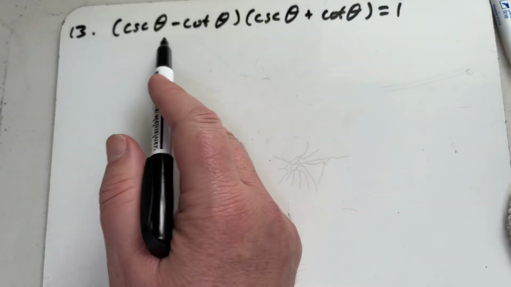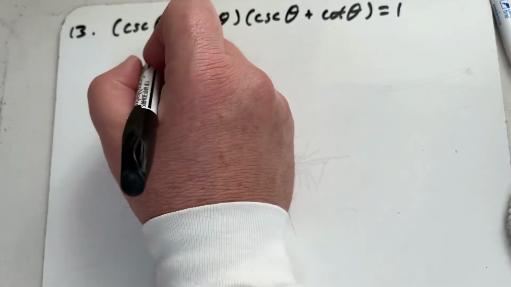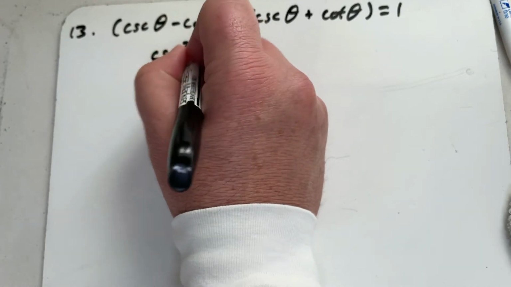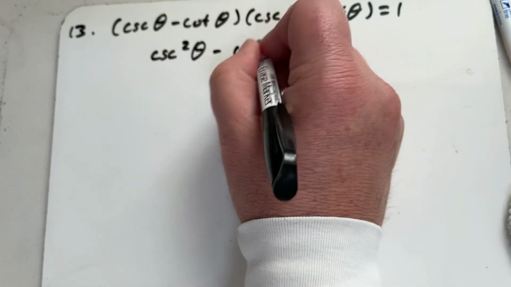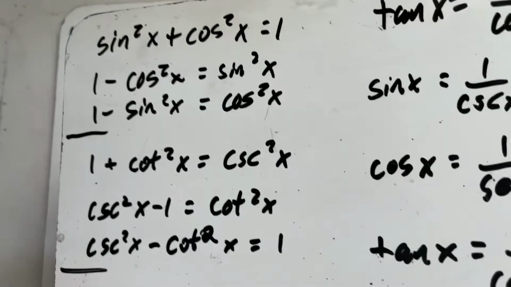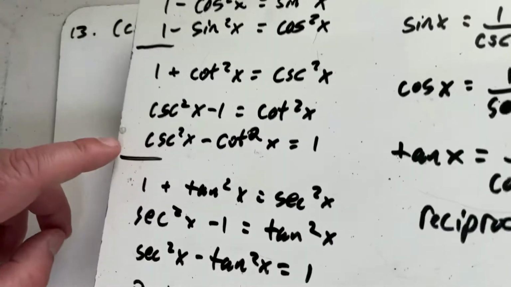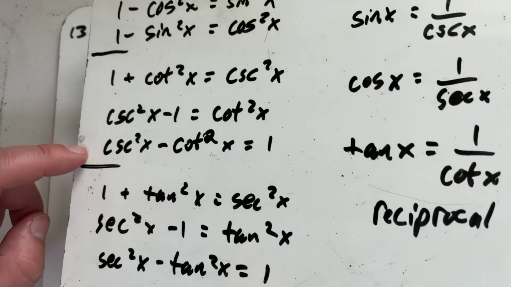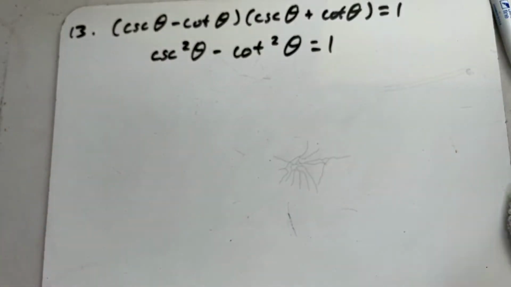This is another difference of squares, 1 plus, 1 minus. If I FOIL this out, I get that. And check it out. Where did I go? Right there. Cosecant squared minus cotangent squared equals 1. So we're actually done.